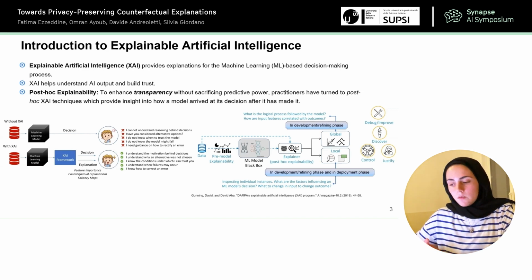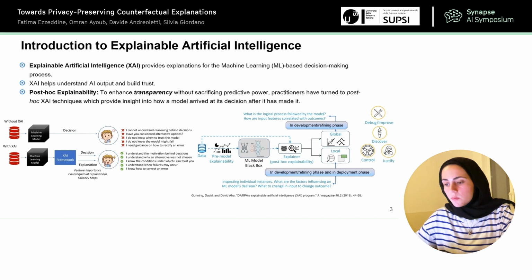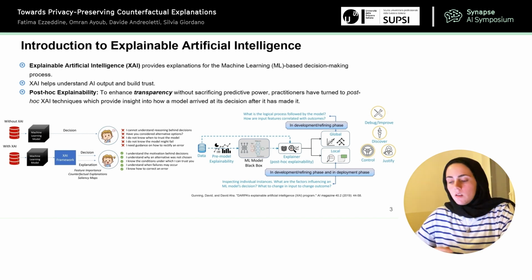In the explainability phase, we can have a global explanation, which is an explanation of the whole model, how it's functioning, the reasoning behind it, across a global view. While in local, we are trying to explain a specific instance or a specific decision. And these explanations will help us debug the model and its output, in order to improve, to discover faults, to build trust, to control some decisions, and to make justifications of some decisions. So this is the main idea.